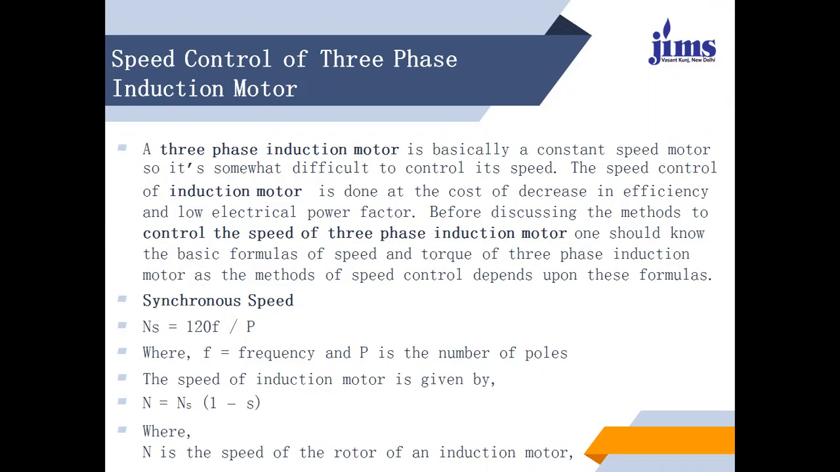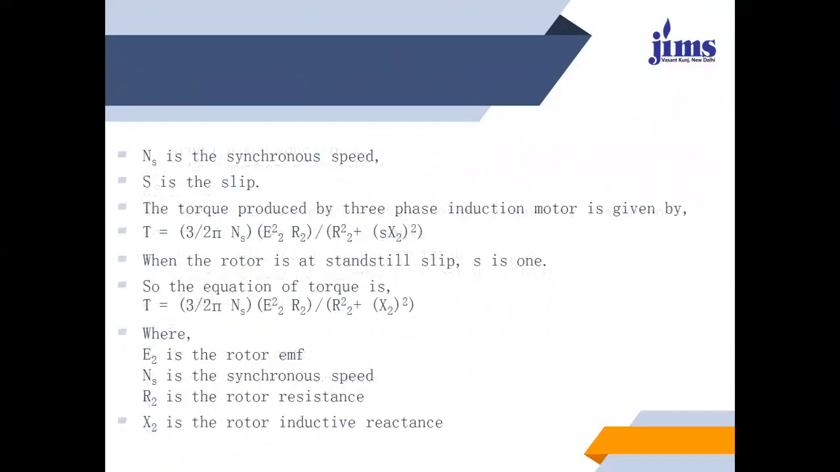There is the synchronous speed, which is given by ns equal to 120 f by p, where f is the frequency and p is the number of poles. The speed of induction motor is given by n equal to ns into (1 minus s), where n is the speed of the rotor of an induction motor, ns is the synchronous speed, and s is the slip.